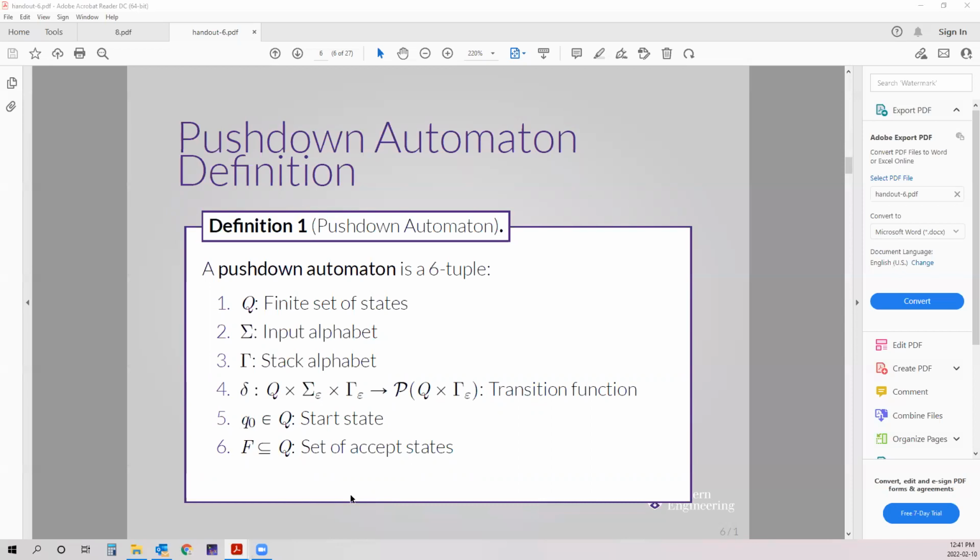If you look, you will find it's like an NFA, but we add here the stack alphabet. And also the transition function will give the tau with epsilon. This is for pop, we will use it. We will see.